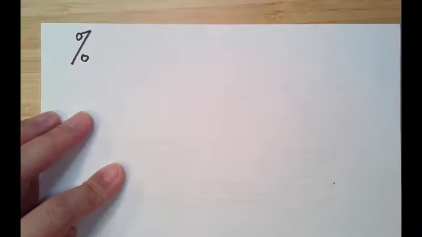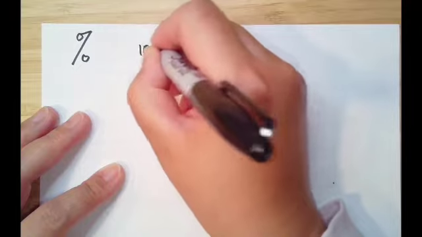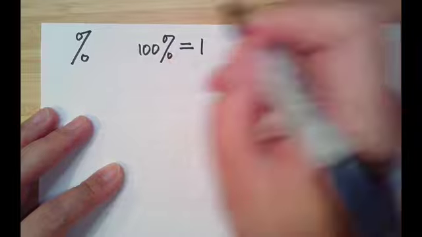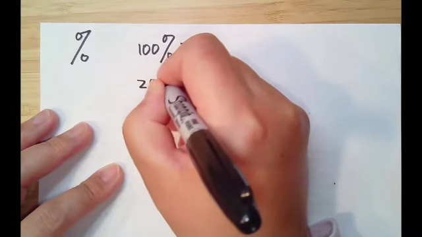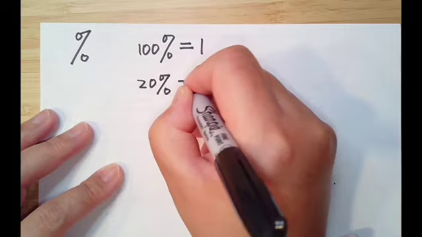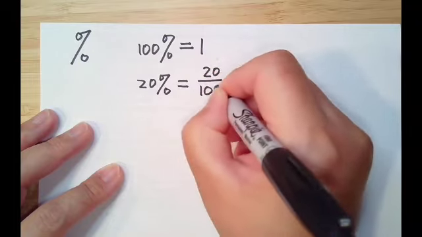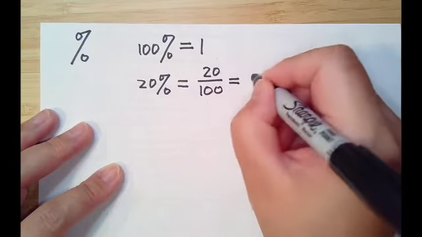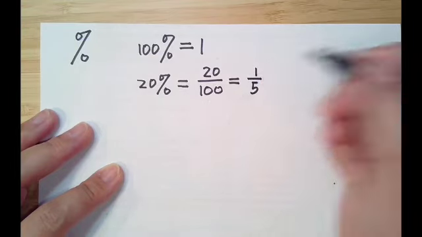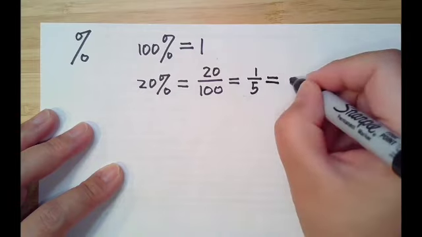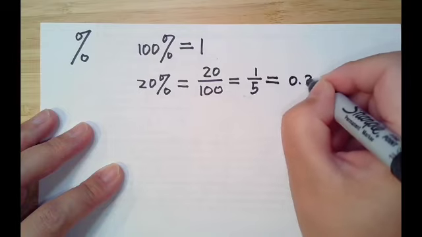Usually after you learn about ratio, the next thing you want to know is percent. And do you know this? 100%. What is 100%? 100% is 1. All right. What is 20%? 20% is 20 over 100. And you simplify this, you get 1/5. If you write this as a fraction, or if you want to write it as a decimal, it's going to be 0.2.